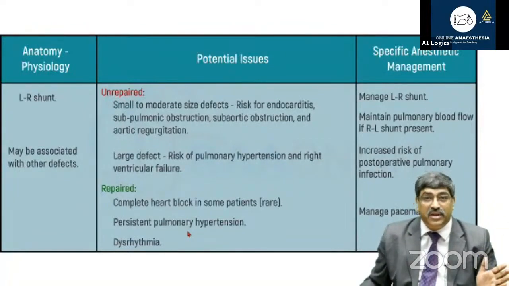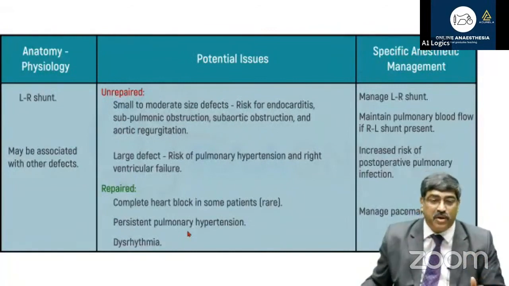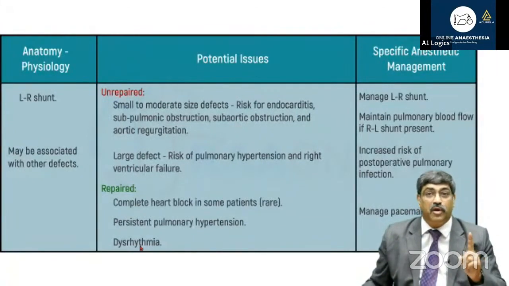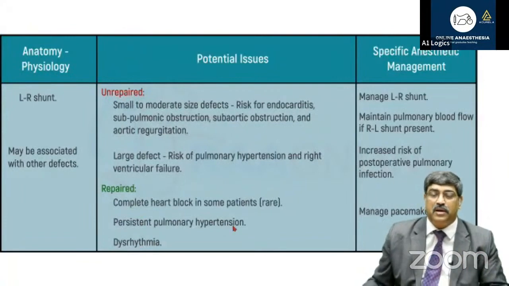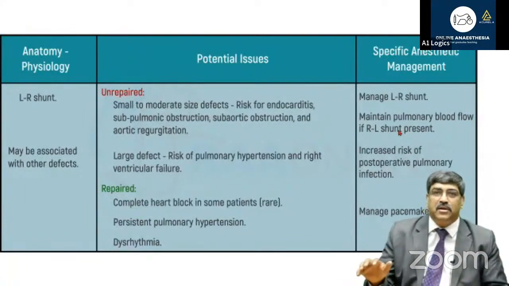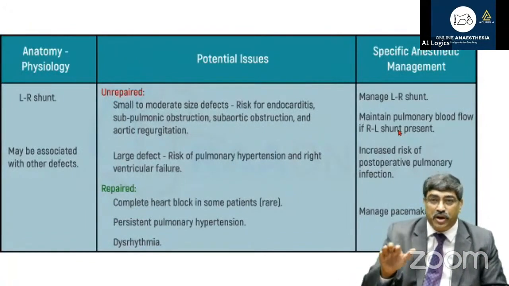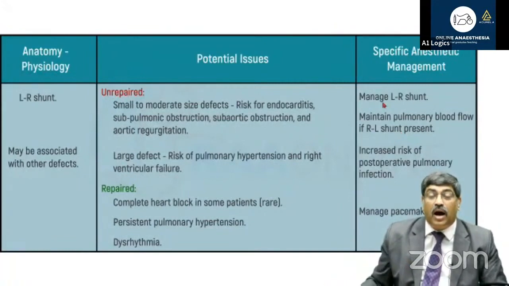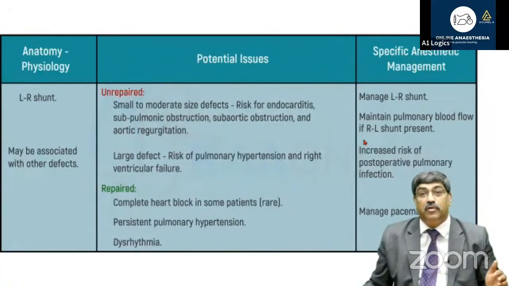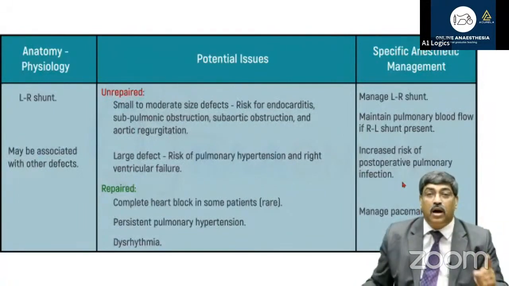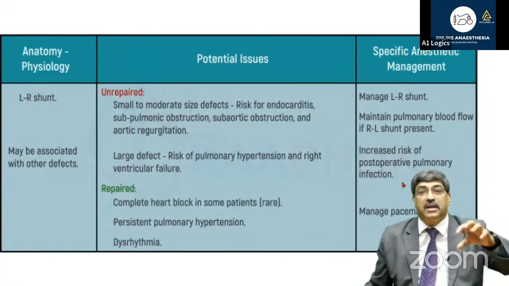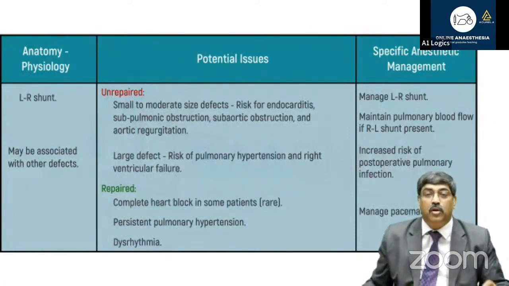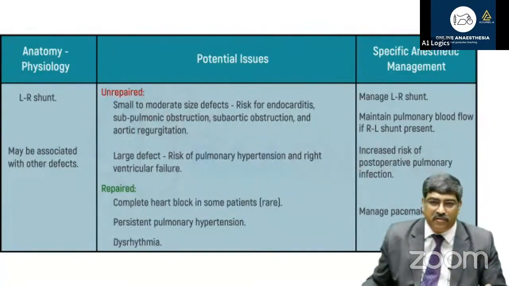Even if you close the VSD, there is a chance of pulmonary hypertension persisting in the postoperative period, and the patients are prone to arrhythmia. So you have to remember that. Your anesthetic management is based on reducing your left to right shunt and maintaining the pulmonary blood flow if your pulmonary vascular resistance is very high and there is a reversal of shunt. And always remember, when there is an increased pulmonary blood flow, they are prone to post-operative pulmonary infection.